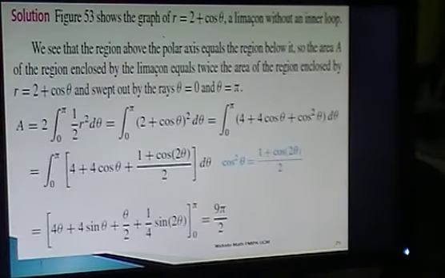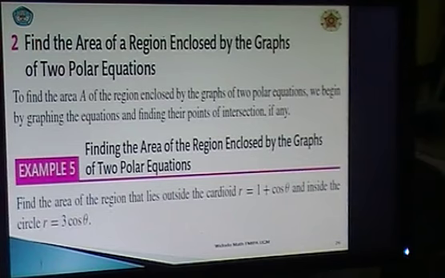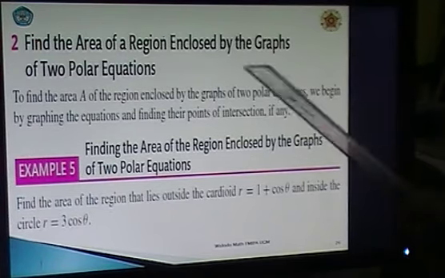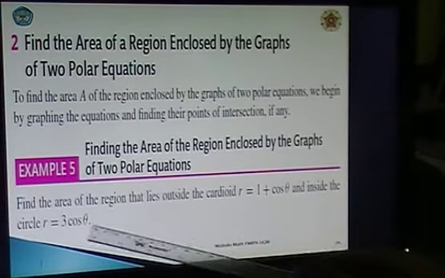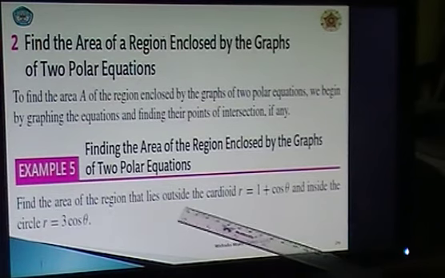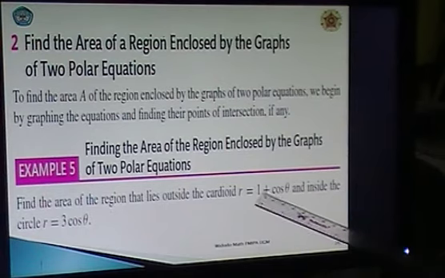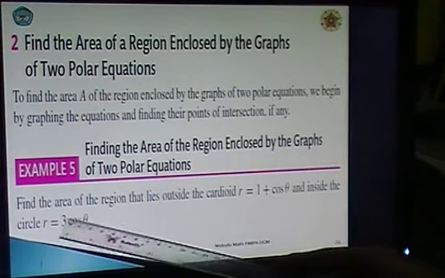Okay, so these four examples describe the area in polar coordinates. What about the area between two polar equations? If we have two polar equations, then we can count the region in between. For example, in example 5, we want to find the area of the region outside of the cardioid 1 plus cos theta, but inside of the circle r is equal to 3 cos theta.